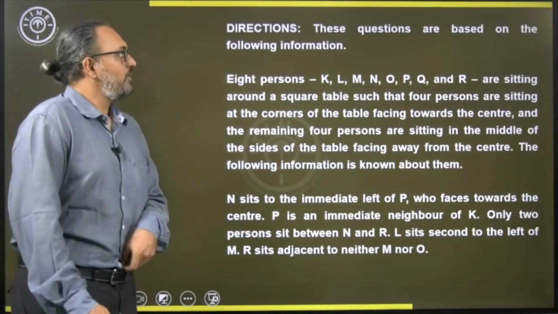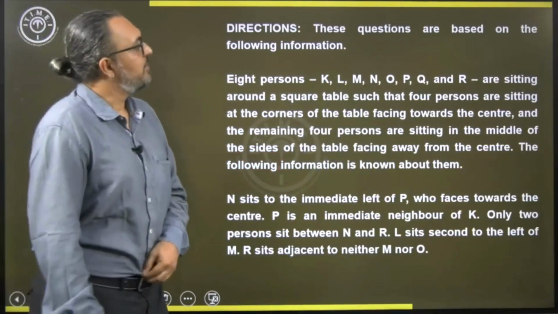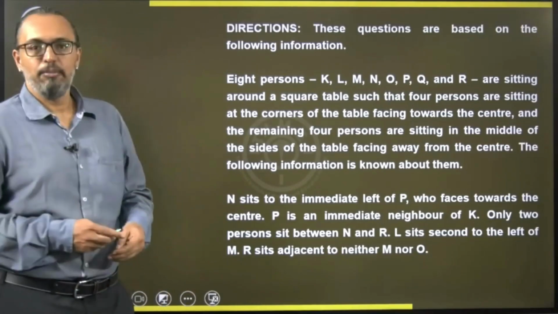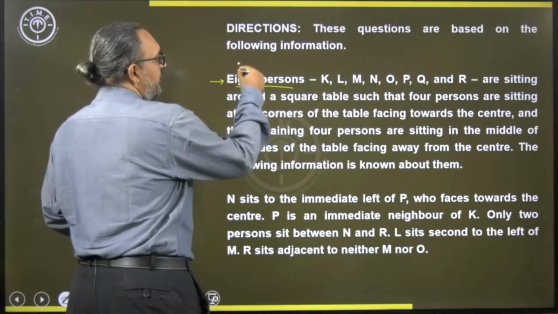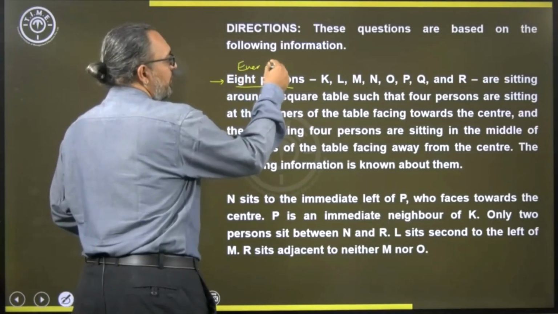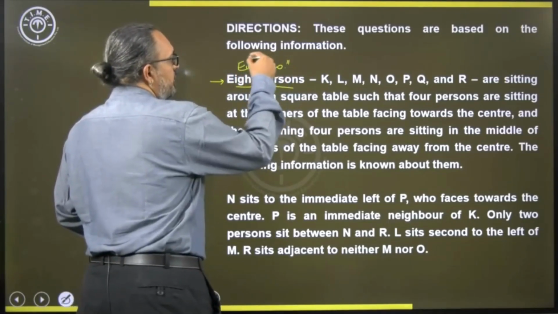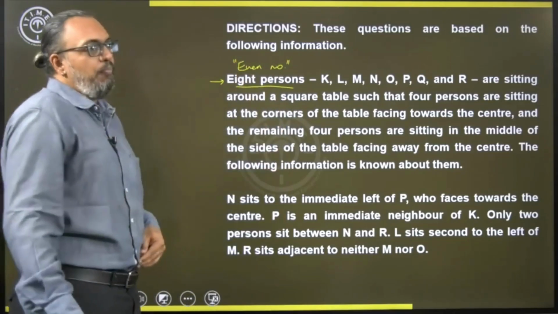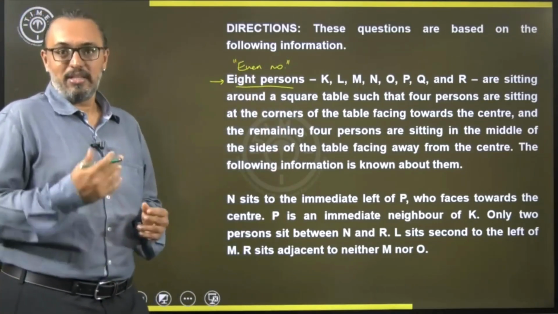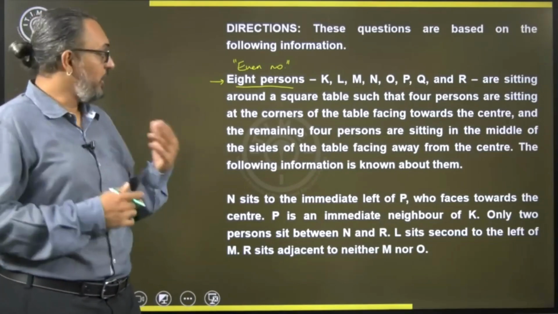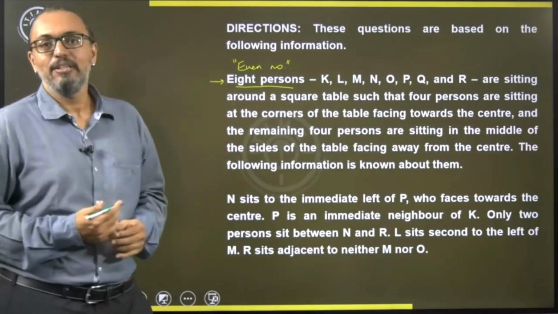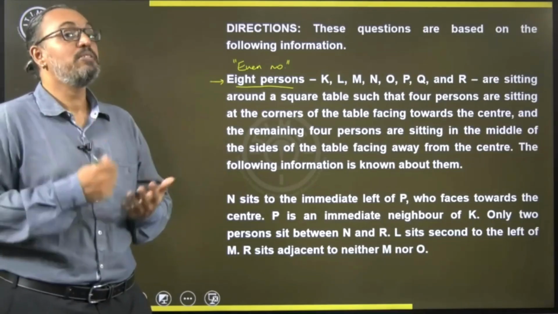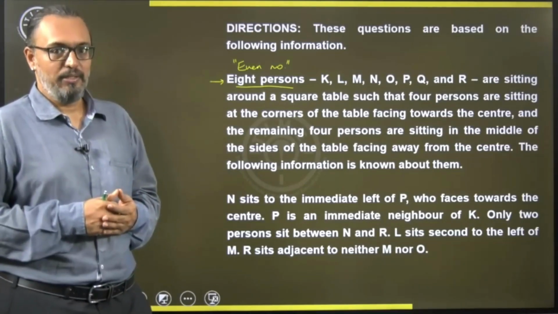Okay, so now these are the directions we have. Says these questions are based on the following information. Says 8 persons. Now 8 is an even number. So normally in a square arrangement or a circular arrangement, we need to always focus on the number of persons, because when you have even number of persons, we can have positions opposites to one another.